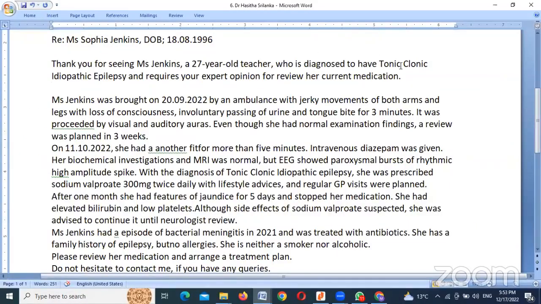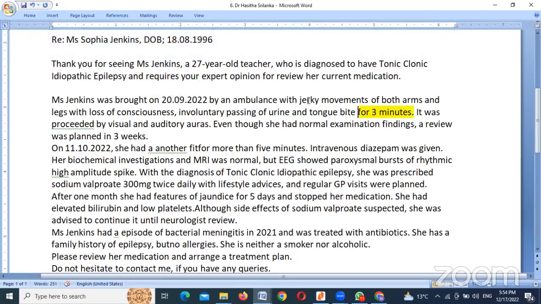Okay. Who was diagnosed with tonic-clonic epilepsy and requires your expert opinion for review of her current medication? We can improve the purpose a little bit more. She was brought on this date by an ambulance with jerky movements of both arms and legs with loss of consciousness and voluntary passing of urine and tongue bite for 3 minutes. This 3 minutes does not fit, because it looks like the tongue bite was for 3 minutes.